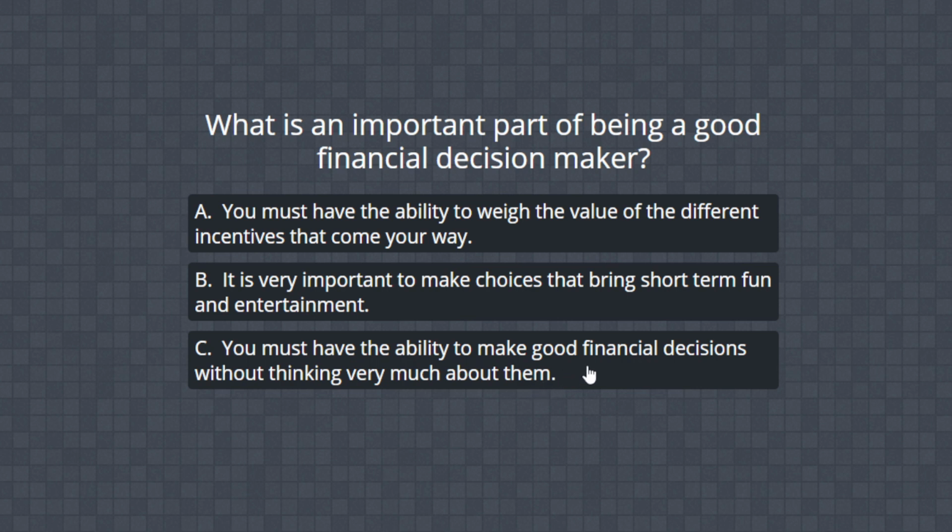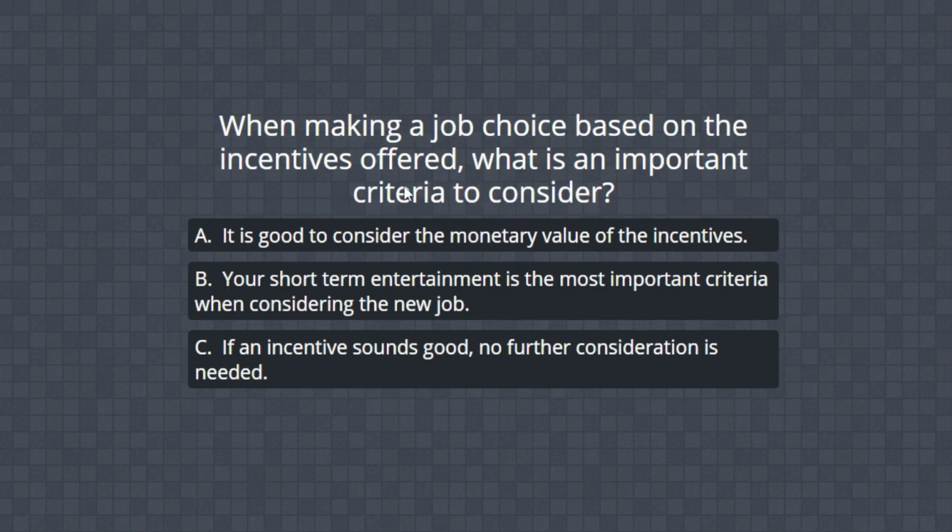You must have the ability to make good financial decisions without thinking very much about them. Okay, you can make good financial decisions, but you must think about it. Without thinking very much about them, you might make the wrong decision. C is not a very good answer. I would choose A.